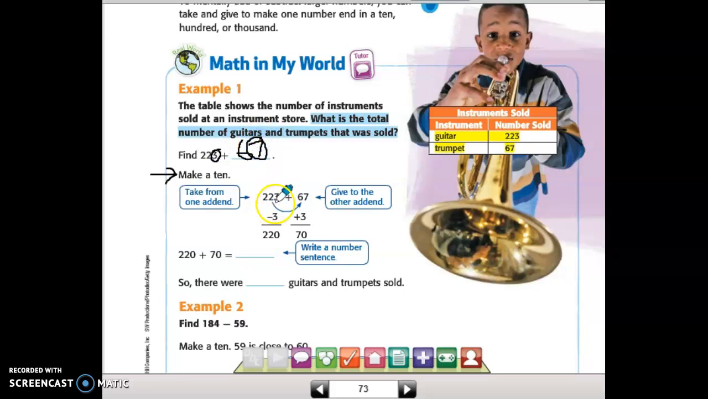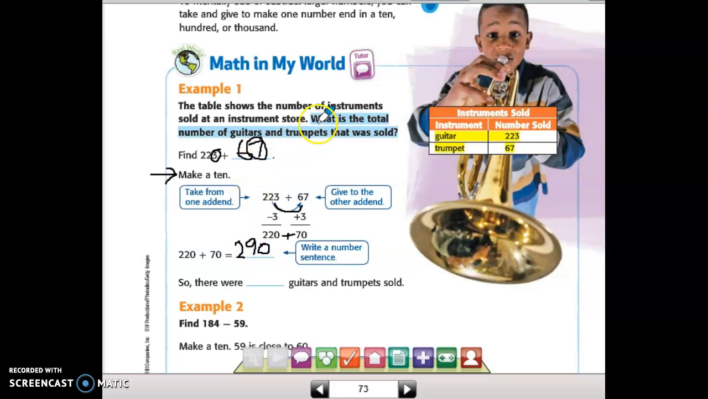So we're going to move that 3 over to the 67. And we're going to solve a different problem. We're going to solve 220 plus 70, which they have here. And this is easier to solve in our head. So we've got 0 in the ones place, 7 and 2 is a 9 in the tens place, and we've got our 200.